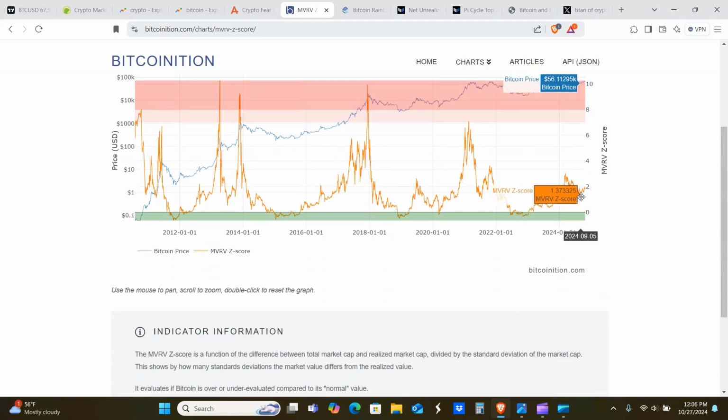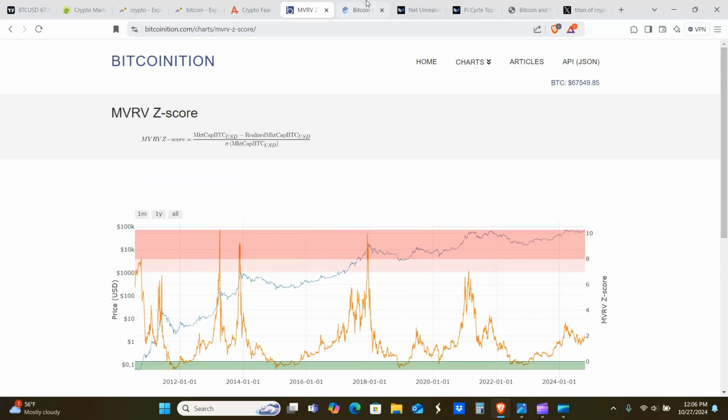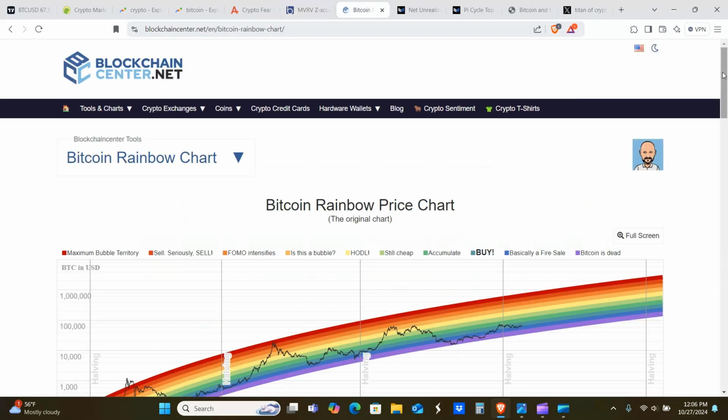Okay, so MVRV, this one's pretty straightforward. When it's in the green, that is the best opportunity to buy Bitcoin. When it's in the red or the pink color, whatever, that is the best time to sell and lock in some profits. We're much closer to the buy zone than the sell zone, which tells me likely Bitcoin has not hit its all-time high yet, and it's still relatively cheap.